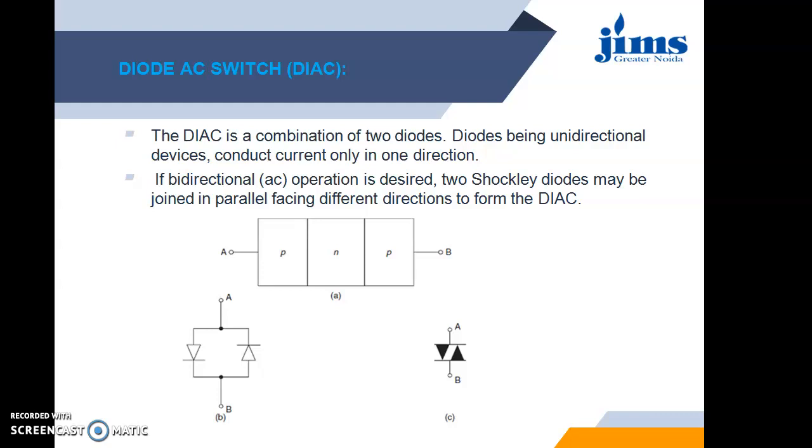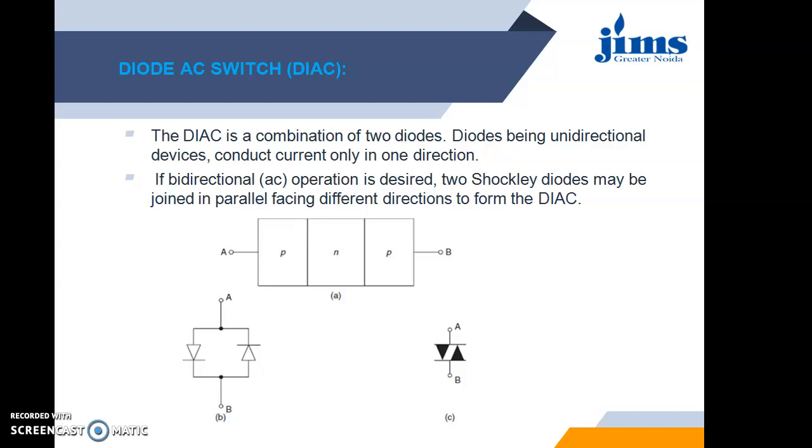After that we come to Diac, and the word Diac also comes from diode AC switch, the first two letters from diode and the last two letters from AC switch. Why is it called diode? Because it has got only two terminals, a diode, which is anode and cathode.